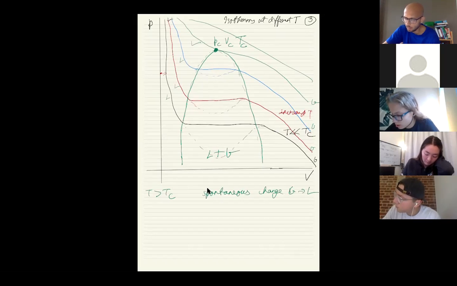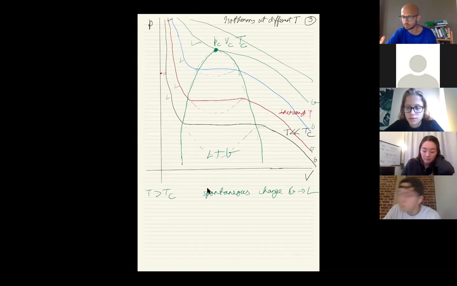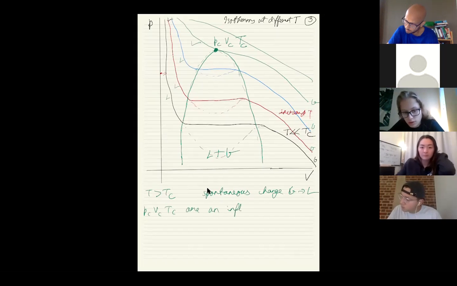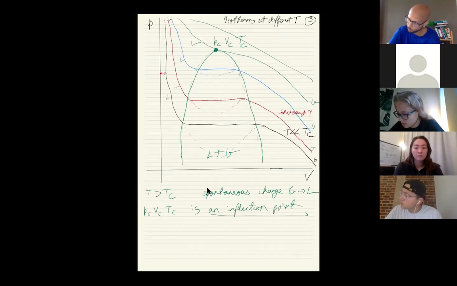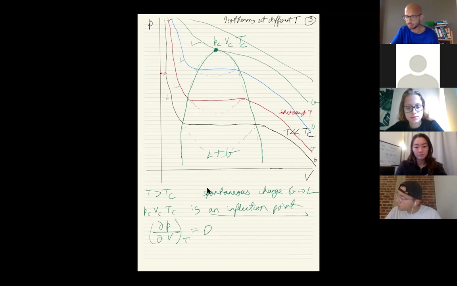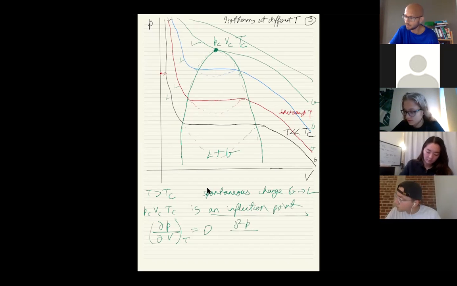So now we can actually find out the values of PC, VC, and TC. Related to what Anthony wrote down, it's not a maxima. I'm talking about a point that is an inflection point. What do I mean by inflection point? It is the point at which the first derivative of pressure with respect to volume at constant temperature has gone to zero, but it's not a maxima. If it was a maxima, the second derivative would have been negative, right? But it's an inflection point. So the second derivative at constant temperature is also zero.